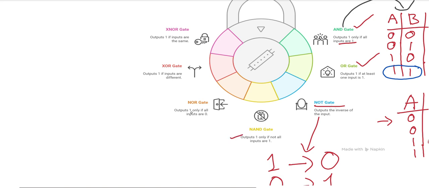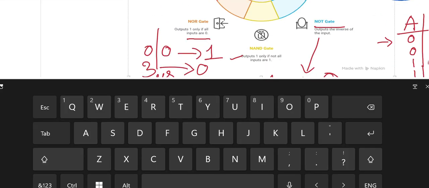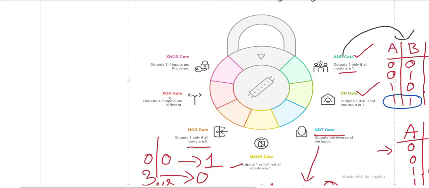Okay. NOR gate outputs 1 only if all inputs are 0. That means all the inputs should be 0. That means the inputs are 0 0, then only it will result in output 1. In the rest of the 3 cases, it will result in 0. Now XOR gate outputs 1 if inputs are different.